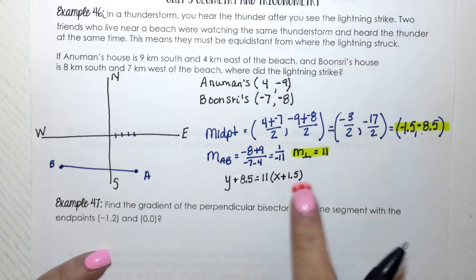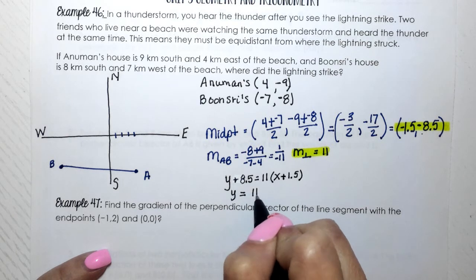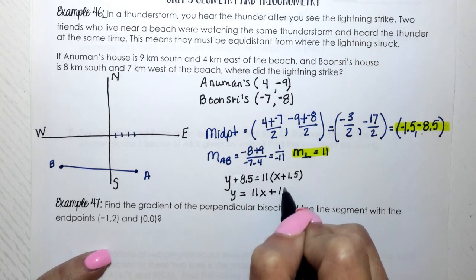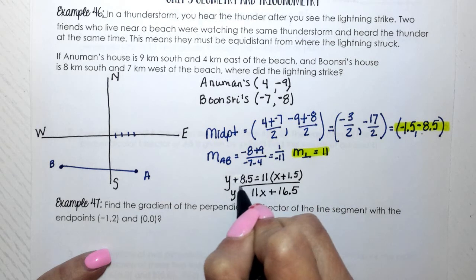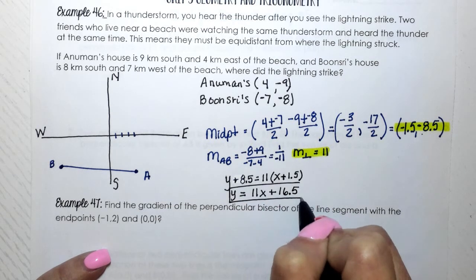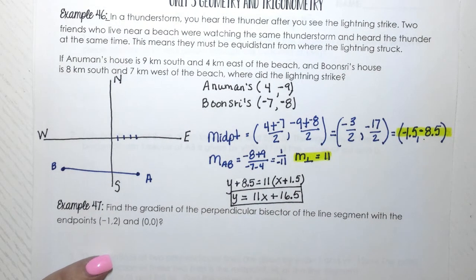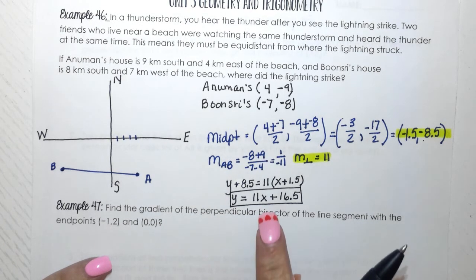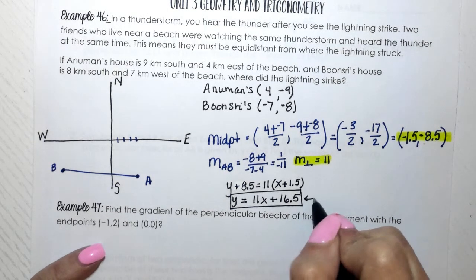So I'm going to simplify this, and when I did, I've already done it on my paper, I got y equals 11x plus 16.5. Okay, so this is the equation of this line. And now it said, where did the lightning strike? So it struck somewhere on this line. I don't know where, but it just struck somewhere on this line.